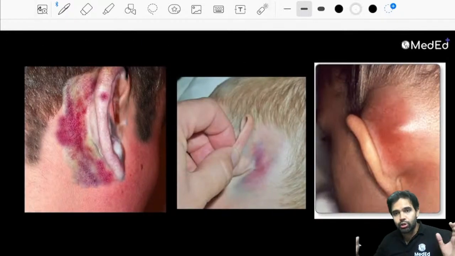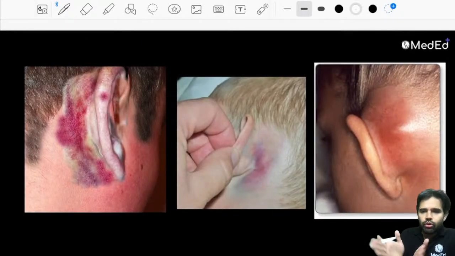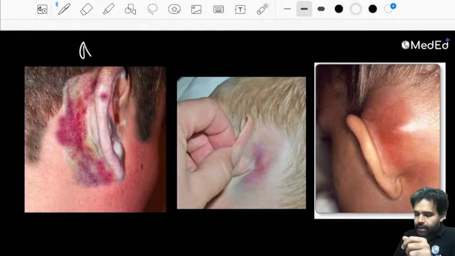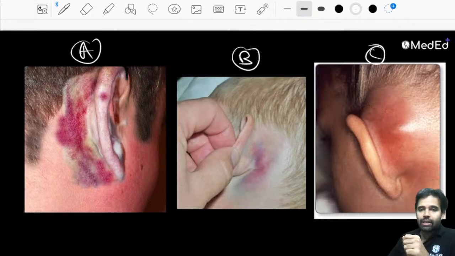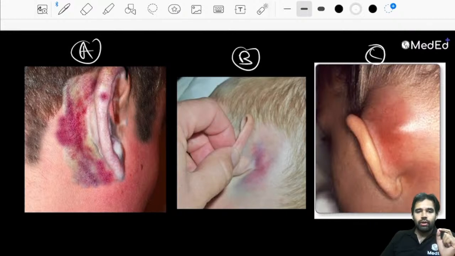Now these three images look similar. They have been asked numerous number of times, especially A has been asked many times, B has been asked a few times, C has also been asked many times. Not much confusion in C. I'm sure you know already what C is, but A and B sometimes you get confused and it looks very similar. Can you tell me the difference between A and B in terms of the images?